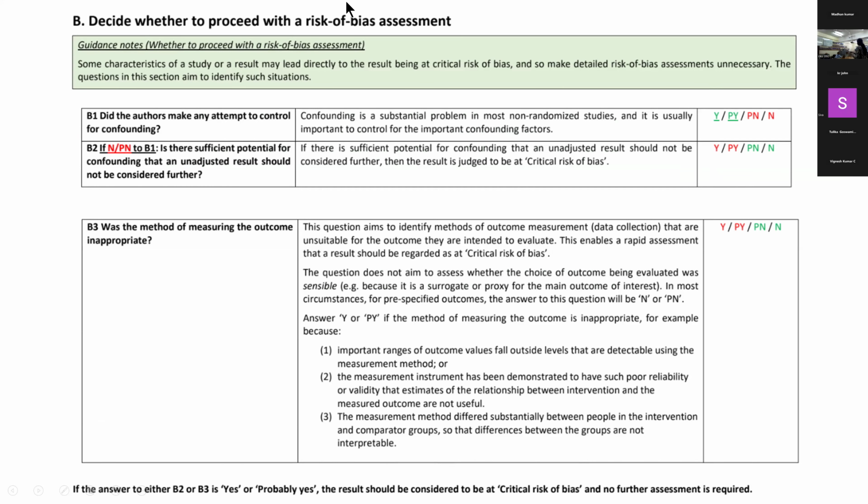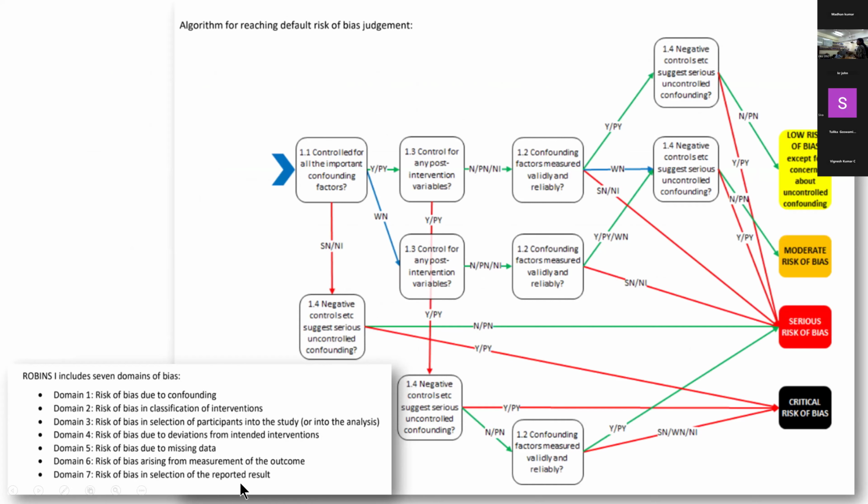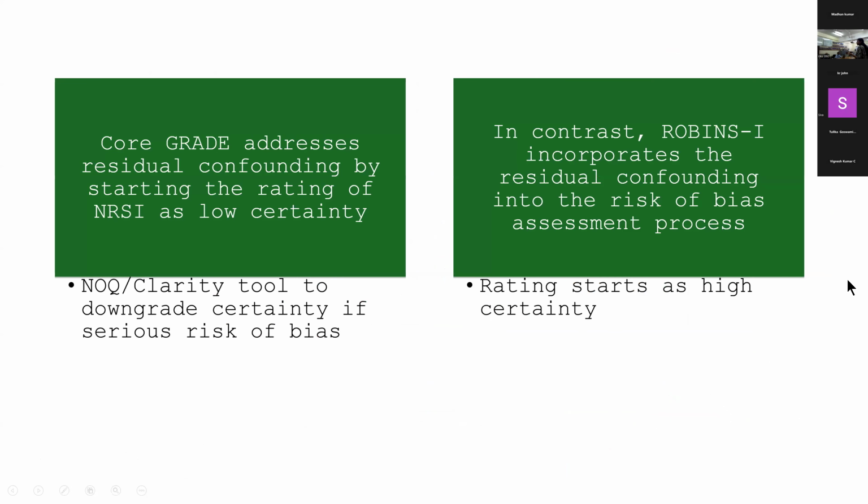Suppose you are of the opinion that the risk of bias is not much, then you can proceed. Then you go on to your risk of bias domains, which are 7 domains, and similar to the RoB 2, you again have a lot of signaling questions and an algorithmic approach. And finally, you rate your study for each domain as low risk of bias, moderate risk of bias, serious risk of bias, and critical risk of bias.